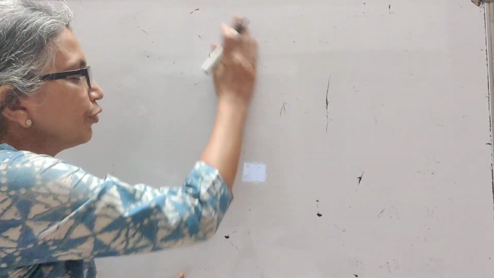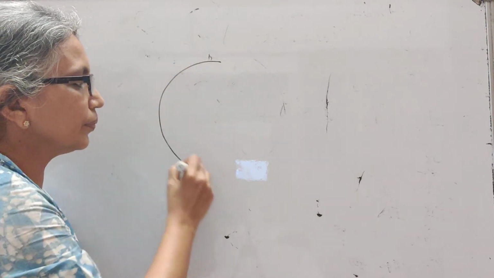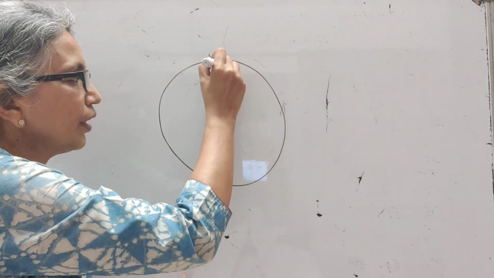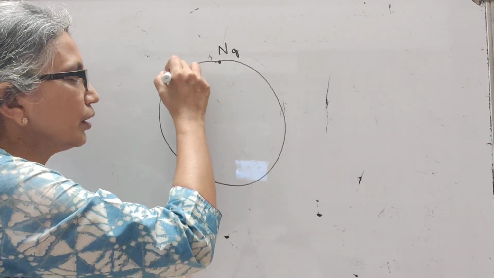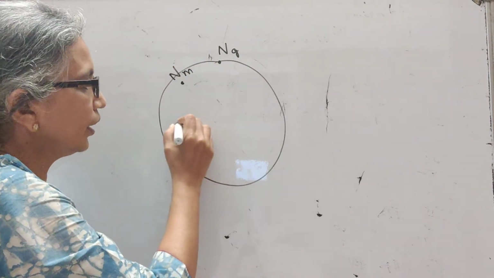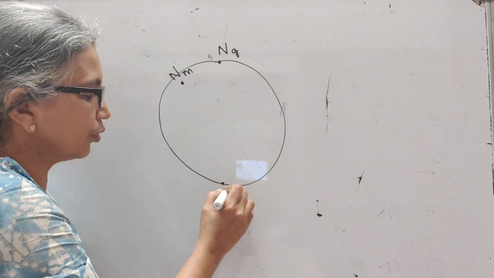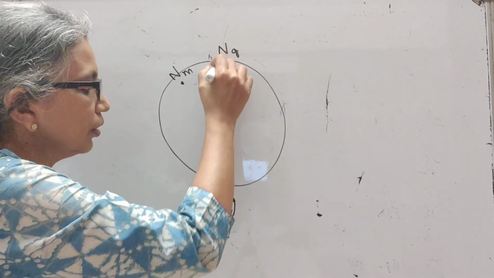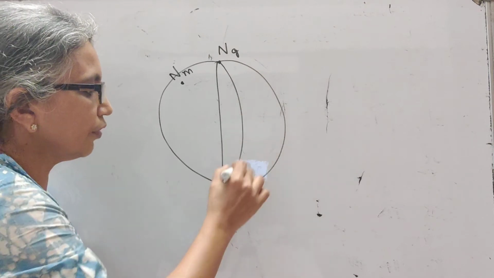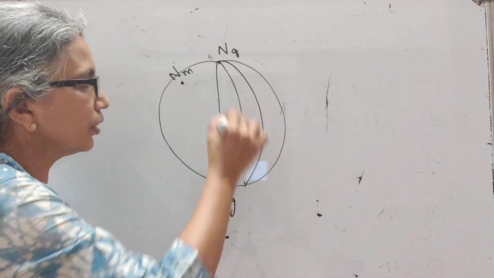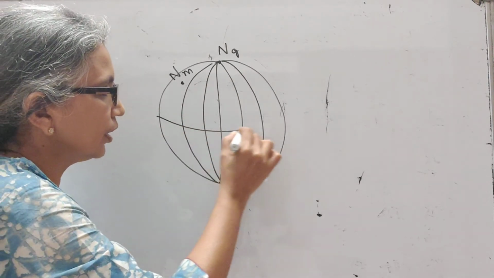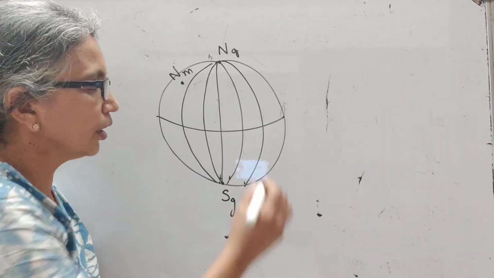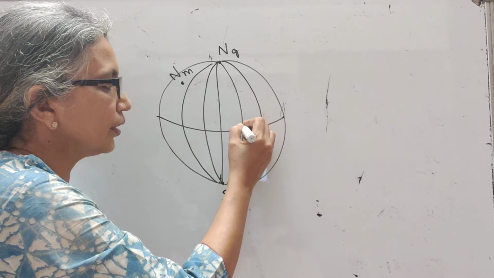Okay, so in the first one, what I told you is, if we have the geographic north here and the magnetic north here, and let's say this is the geographic south, we have our longitude circles like this. Okay, this is the equator we have, right? Now suppose we are talking about a place, let's say here.